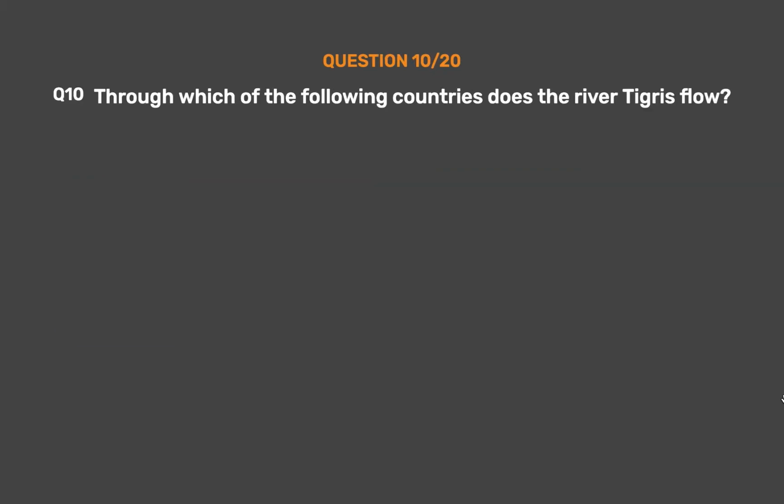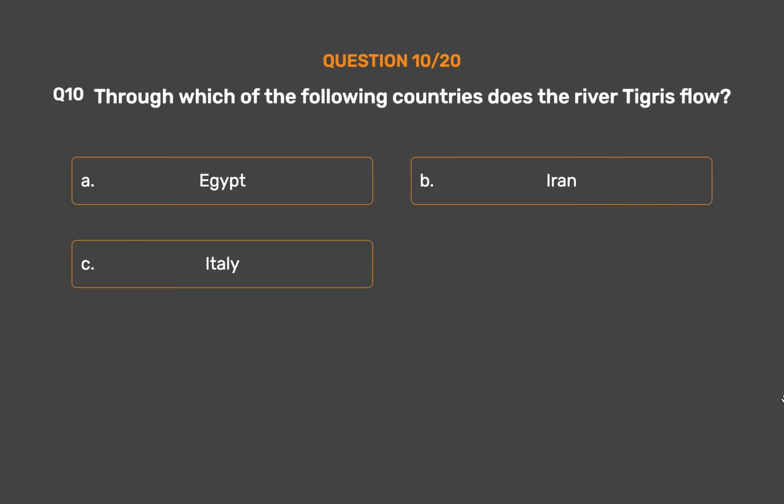Question number 10. Through which of the following countries does the river Tigris flow? Option A. Egypt. Option B. Iran. Option C. Italy. Option D. Iraq.